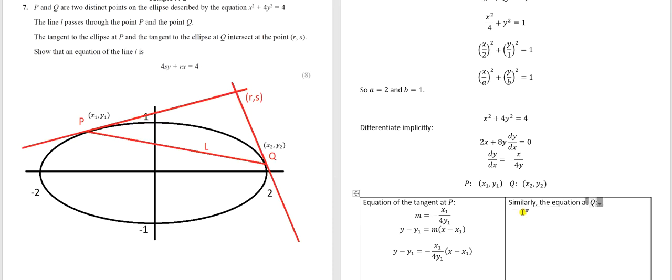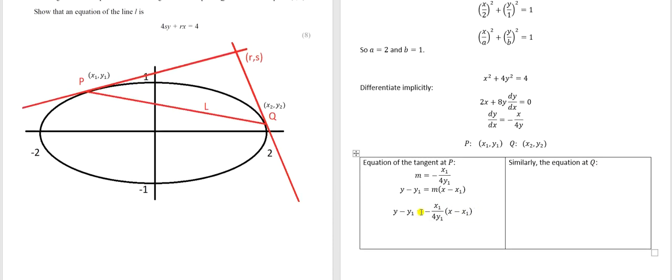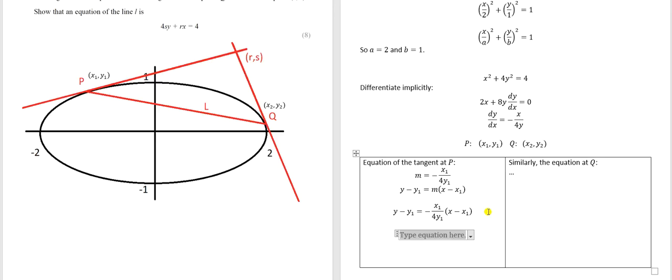Now we can also get the equation at Q, but because the only difference will be that we have x2 and y2, we should probably focus on writing this in its simplest form first, and then we can just write the analogous equation for Q. So over here, we're going to try to simplify this. It's not clear how this is going to play out, but this is the general idea.